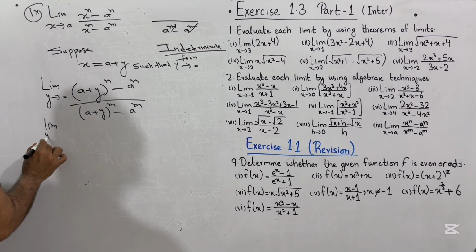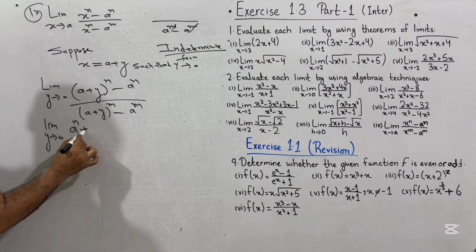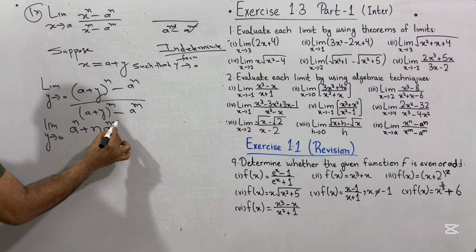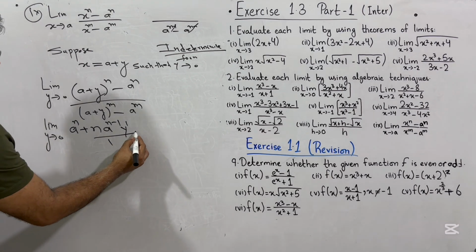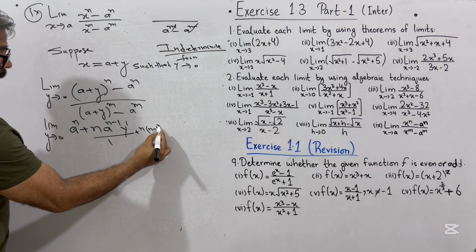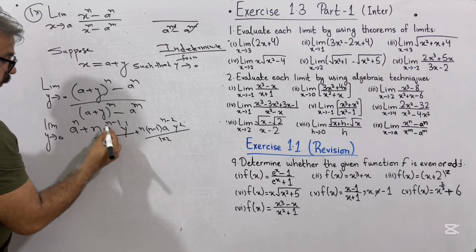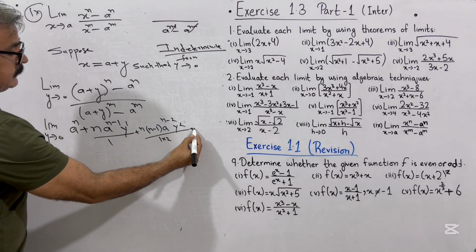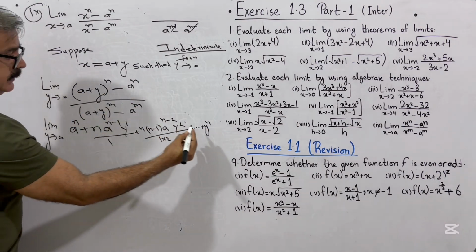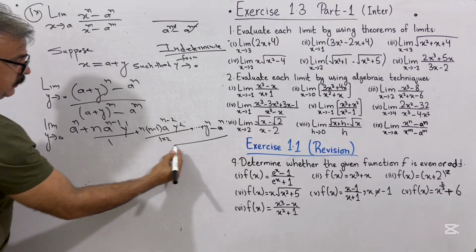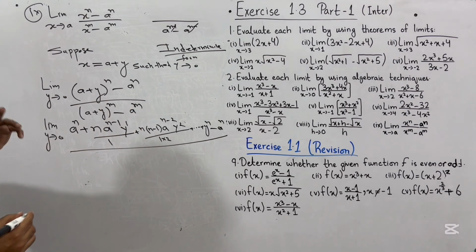Limit y tends to 0. Applying binomial, it will become a raised n plus n times a raised n minus 1 times y overall 1 factorial, plus n times n minus 1 a raised n minus 2 y squared overall 1 into 2, or 2 factorial, and so on. The final term must be y raised n. Then minus a raised n. Same situation in the denominator, instead of n we have just m.